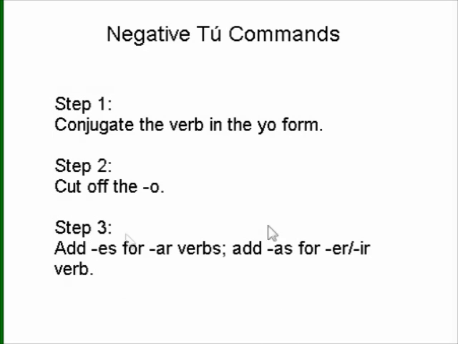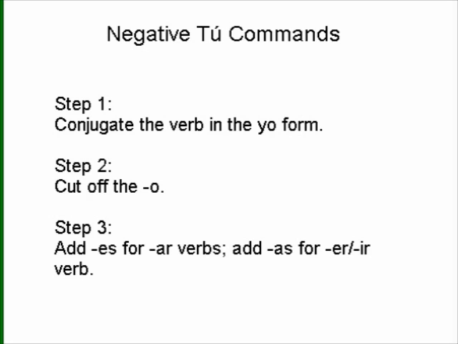So we see that that part's a little bit unusual, because for AR verbs we'll go with es, for ER and IR verbs we go with as. That's kind of opposite of what we're used to, but these are the steps that we need. Of course, since we are creating negative commands, we will also have to put the word no in front of our command. I don't have that as one of the steps here, but it is an important part.